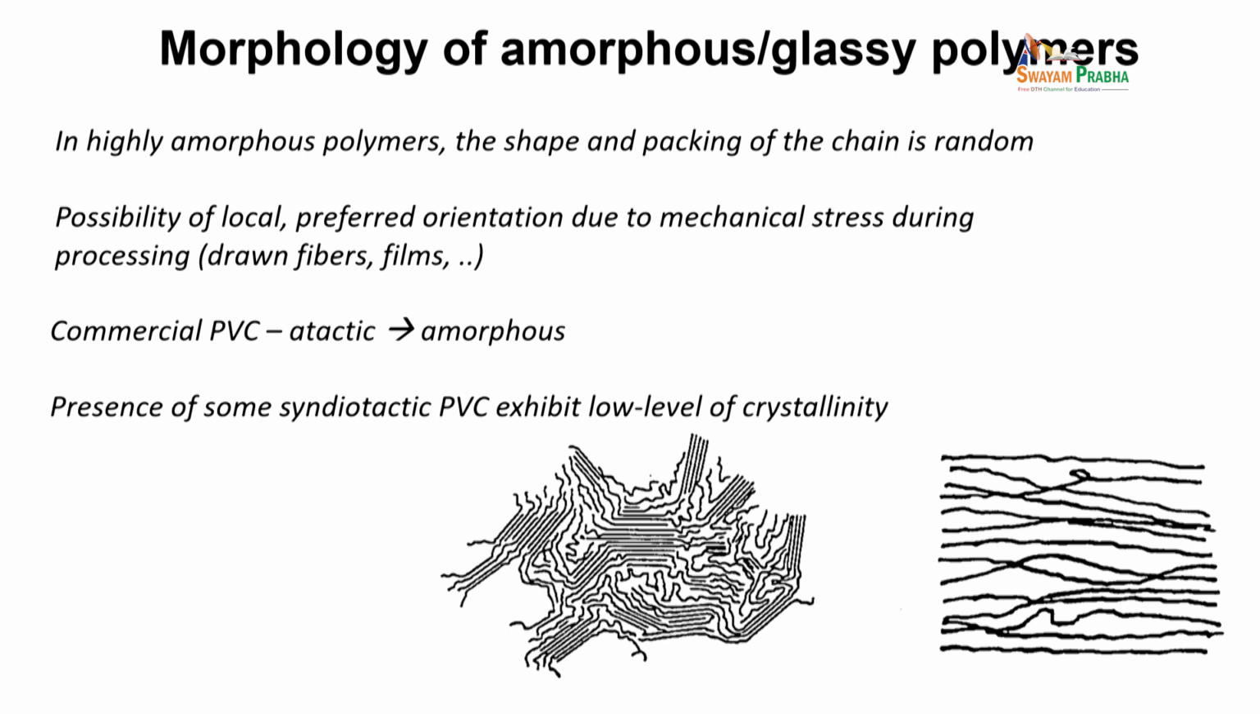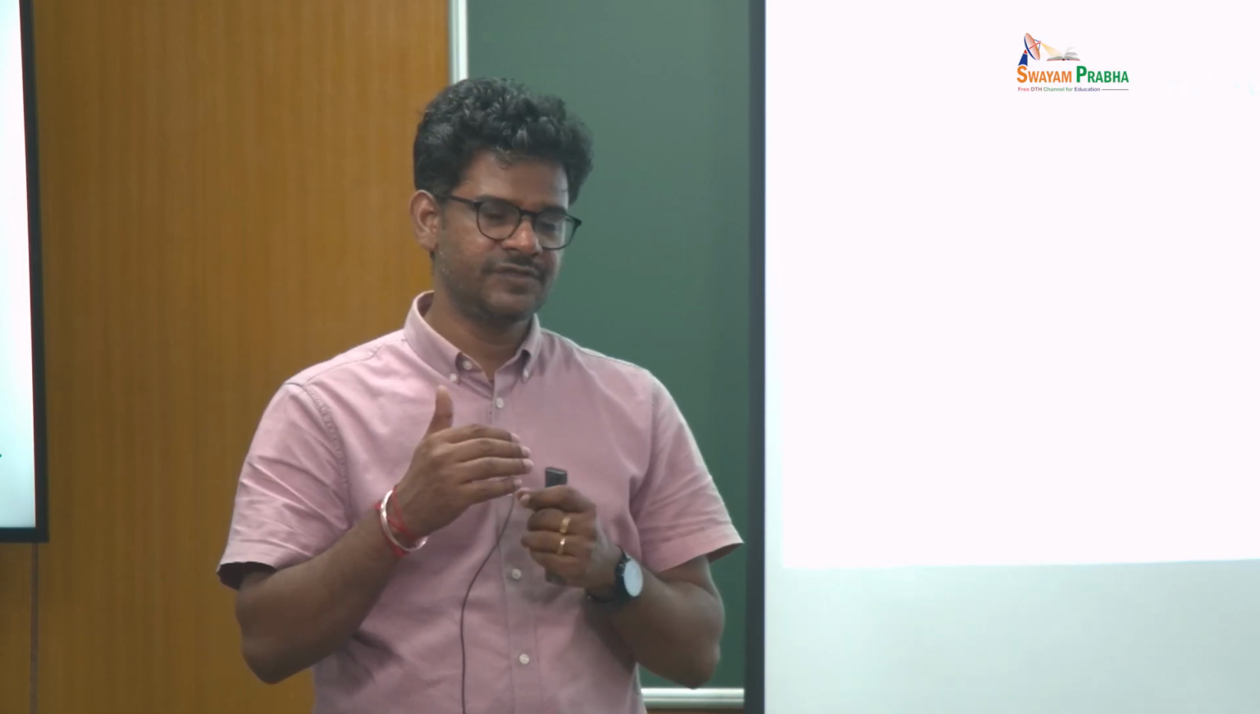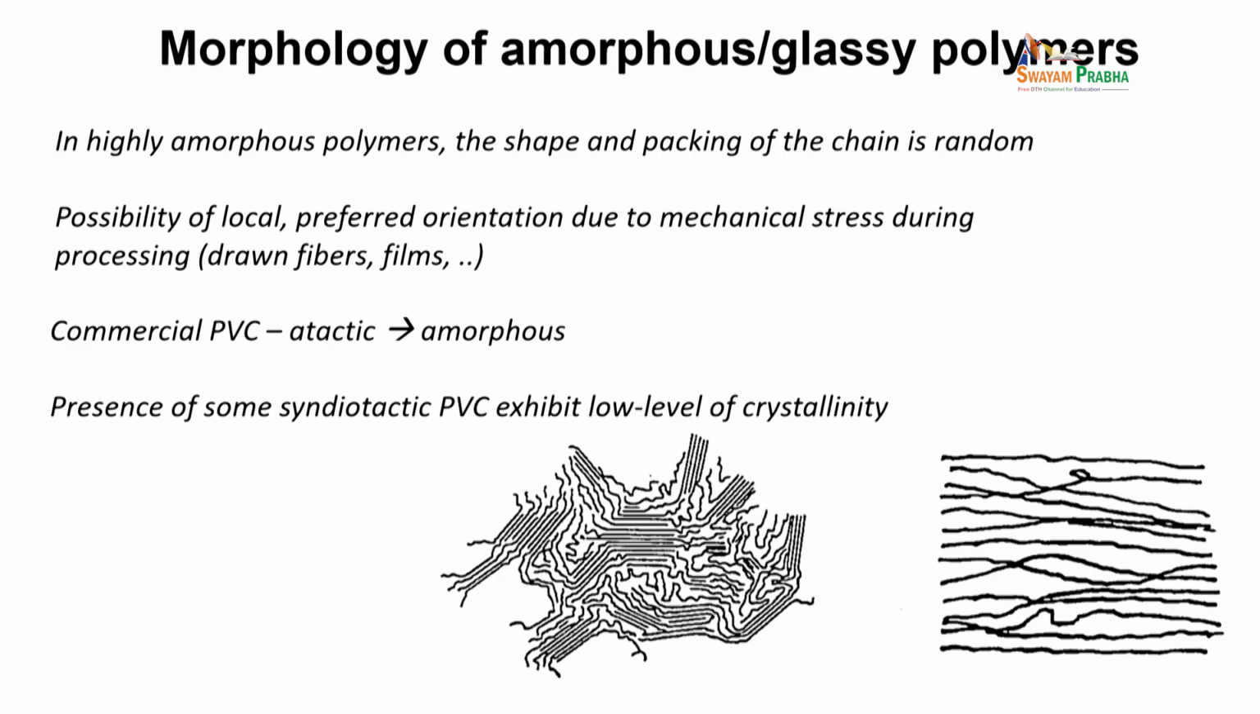But even in this amorphous polymer, this is amorphous from the chemical nature of it. But then by processing also you can try to induce some local orientations. Okay, for example, here if you see, commercial PVC is actually atactic. What is atactic? What is the atactic polymer? Side groups are randomly positioned in 3 dimensions. Okay, so there is no regular order. Such an atactic polymer will not crystallize easily.